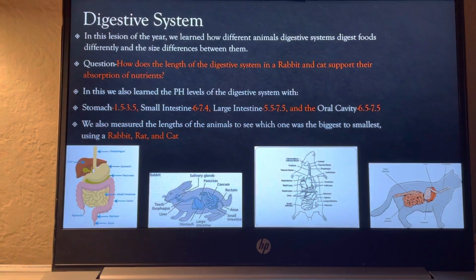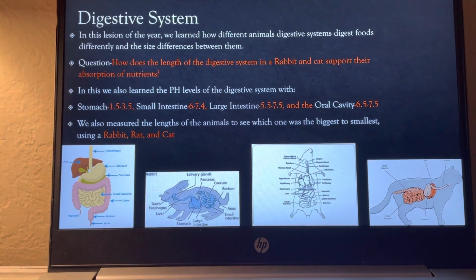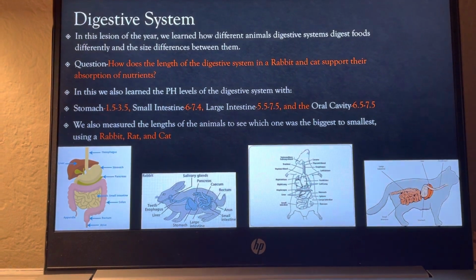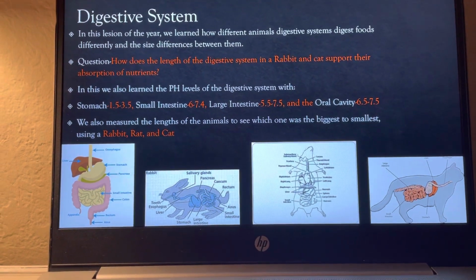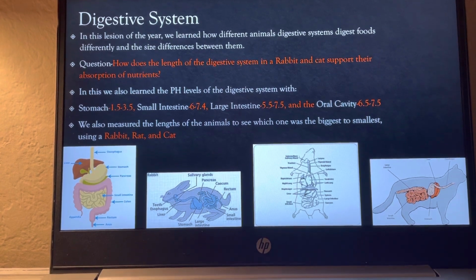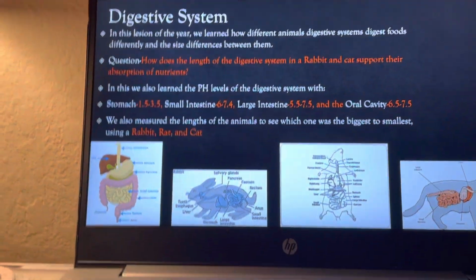Next, we did digestive system. In this lesson of the year, we learned how different animals' digestive systems digest foods differently and the size difference between them. Question: how does the length of the digestive system in rabbits and cats support their absorption of nutrients?